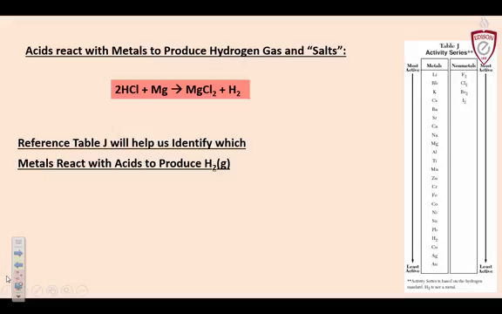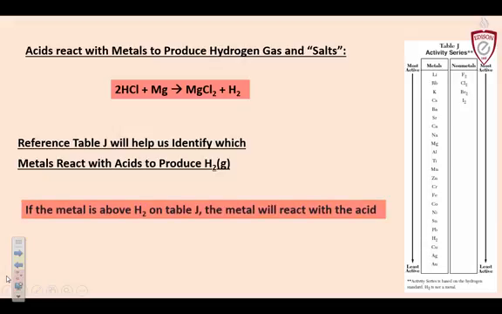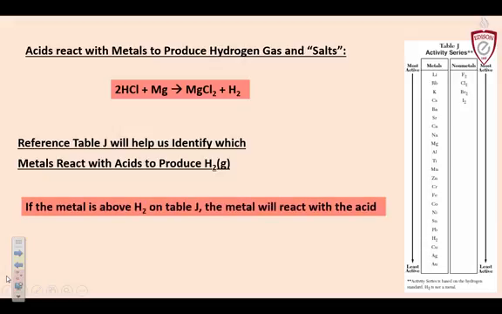So reference table J helps us identify which metals react with acids to produce H2 gas, and this is how we do it. If the metal that we're talking about is higher on table J than H2 itself, so circle H2, if I'm higher than that, I will react and form hydrogen gas. That's just about all these other metals. So we can talk about the three metals below it: copper, silver, and gold. They don't react with acids, which makes them very, very stable.